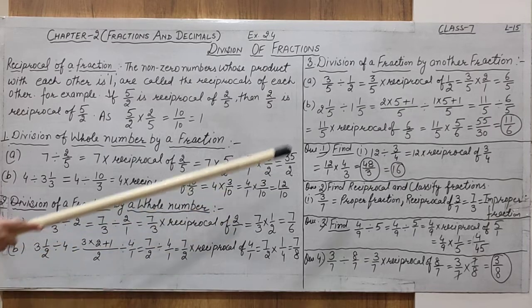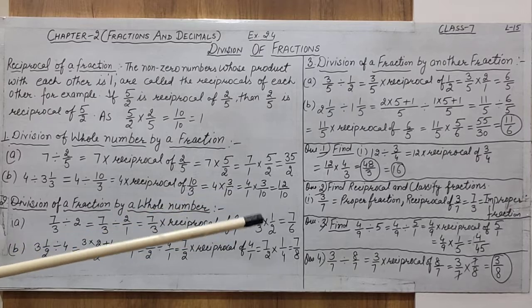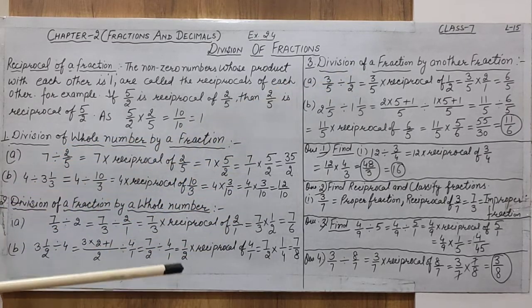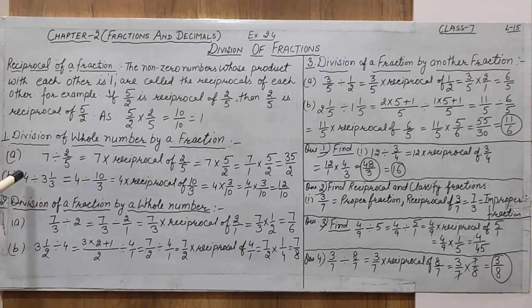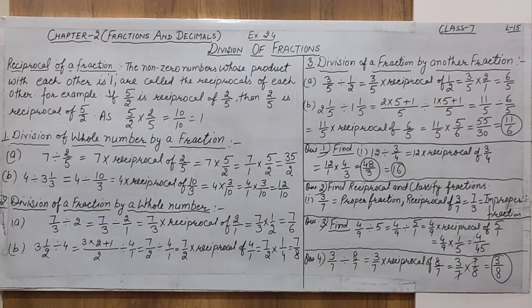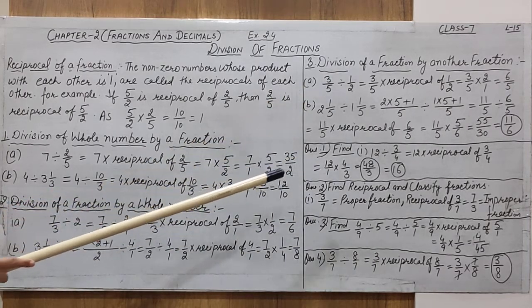Next type, the division of a fraction by another fraction. Now both numbers are fractional numbers. In the earlier case, one number was a whole number, either at the first position or at the second position. But in this case, it is the division of a fraction by another fraction. First example, understand with the help of the examples.